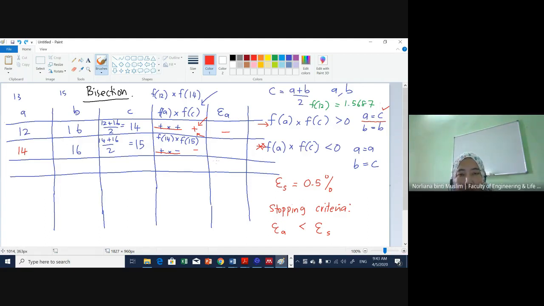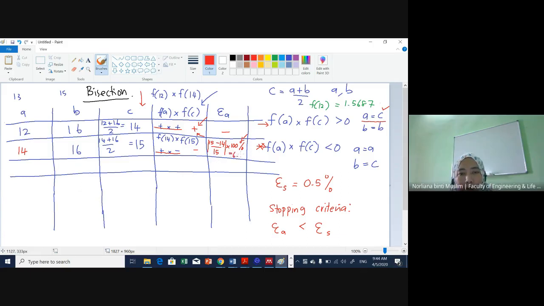Okay, for this calculation, for this column, we'll be using current approximation value minus previous approximation value divided by current approximation value. It will be based on this column. So the first calculation, dash. Okay. So second calculation will be 15 minus 14 divided by 15, absolute value, times 100%.